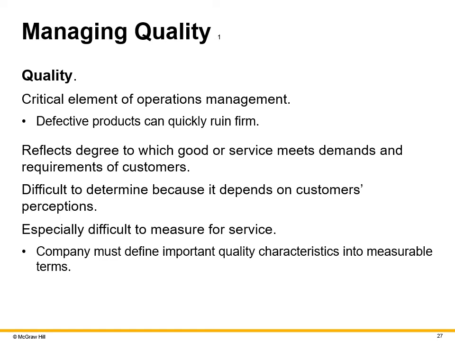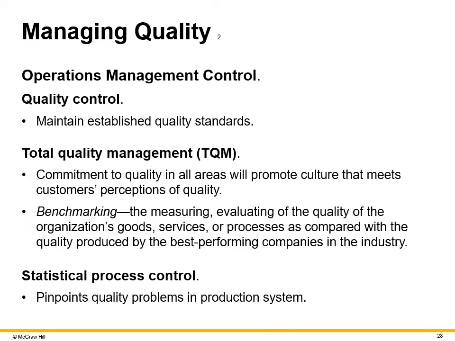A company has to decide which quality characteristics it considers important, and then define those characteristics in terms that can be measured. The Malcolm Baldrige National Quality Award is given to companies that meet rigorous standards of quality. Quality control refers to the processes an organization uses to maintain its established quality standards. One method is statistical process control, where management collects and analyzes information about the production processes to pinpoint quality problems.